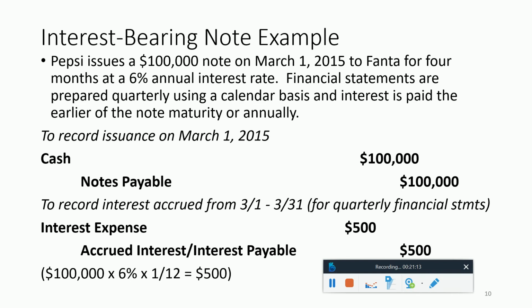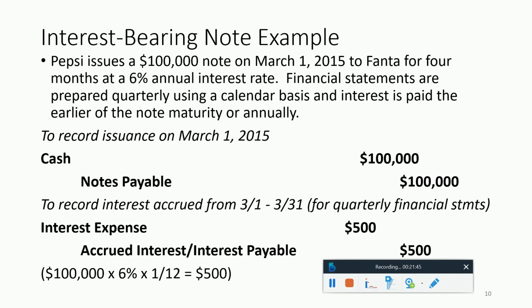On March 31st, 2015, it's time for us to prepare our quarterly financial statements. And so we then need to record an adjusting entry to accrue the interest that has been charged on this note for 1 month. So we are going to debit interest expense, and we're going to credit either accrued interest or interest payable. They're the same thing. I don't care which you use, and depending on the company, they use these terms interchangeably.